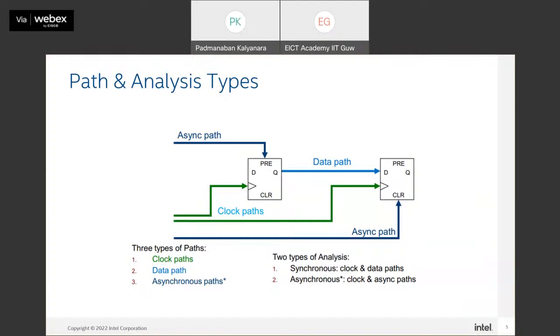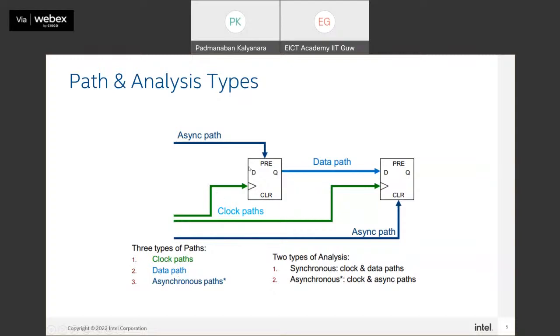When we discuss the path, there are three types of paths which you can see. One is called the clock path. The other one is called the data path. The third one is called the asynchronous path. We will put a hold on the asynchronous path and we will discuss it in detail later. Let us understand the clock path and the data path.